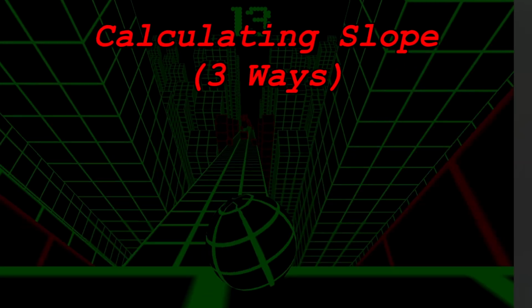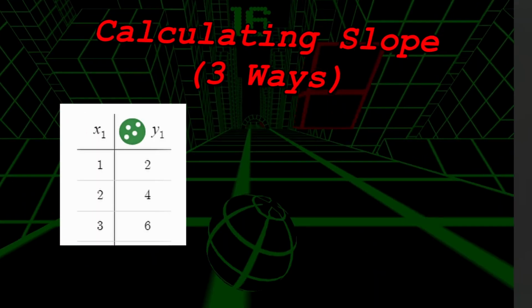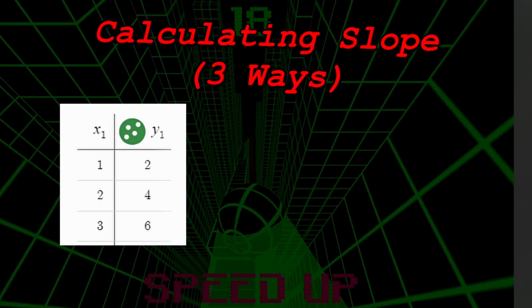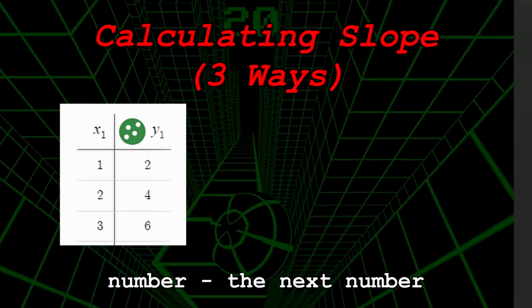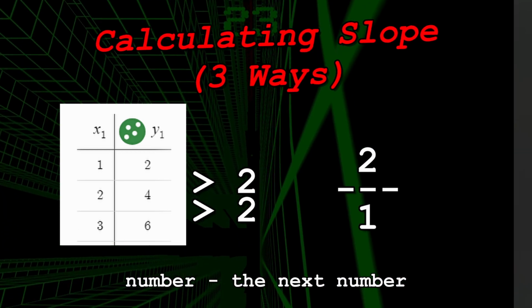Third one is using a table. So here's the table for the graph I just plotted. So as you can see, it's going by 2, 4, 6, 8. So in order to find the slope from this, you must do 2 minus 4 is 2, 4 minus 6 is 2, and then so on and so forth.